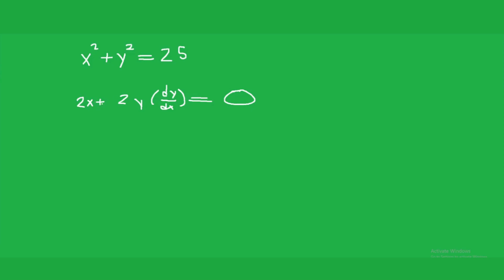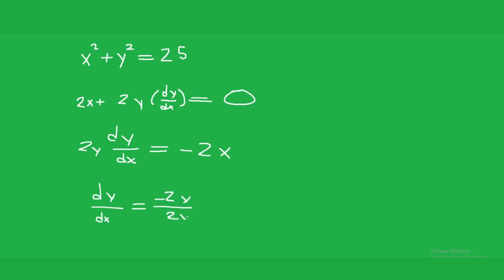Okay, so now we're going to move forward here, and I want to isolate dy over dx because dy over dx is the derivative, and that's what we're solving for. So we're going to say 2y dy/dx equals negative 2x, because we subtracted 2x from both sides, and then we're going to divide both sides by 2y, so then we have dy over dx equals negative 2x over 2y equals negative x over y.